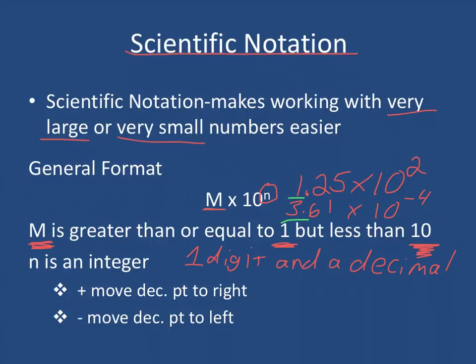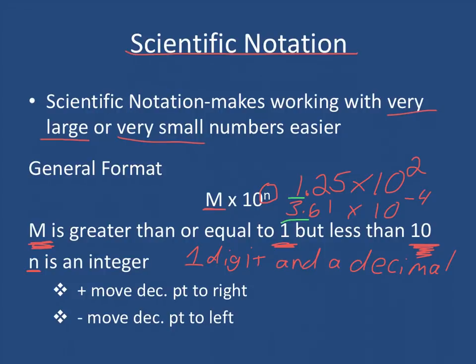And then the exponent n is an integer. An integer is any positive or negative number that is not in the decimal place. It's any positive or negative whole number. It'll be anywhere between negative infinity and infinity. It has its own number, and then there's a positive sign or a negative sign.